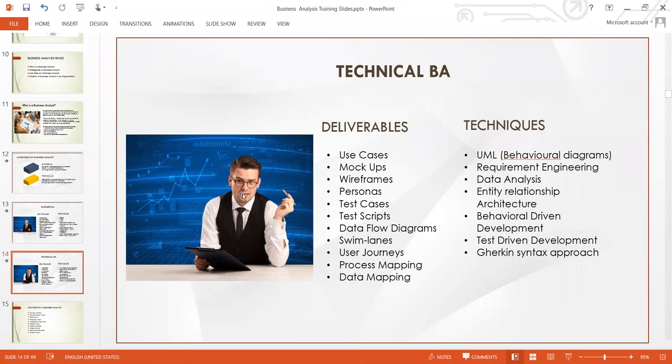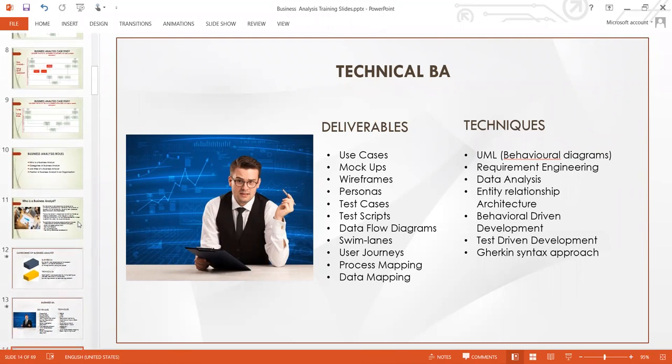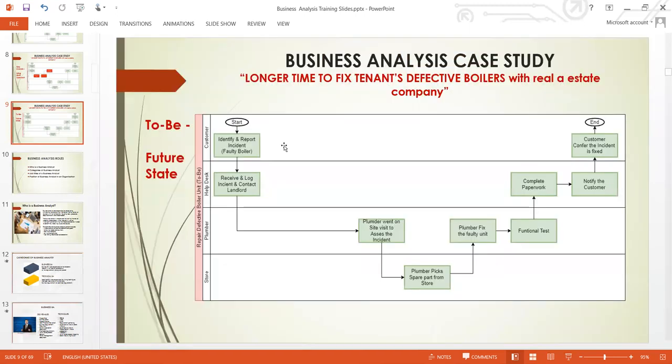We use swim lanes in a process map. Let me show you an example. This is a swim lane, and this particular swim lane is for the customer. Another swim lane is for the help desk. Another is for the plumber. It's just a way of categorizing areas, maybe operators, in a diagram. A customer is an operator, a help desk is an operator, a plumber is an operator, a store is an operator, because somebody manages the store.